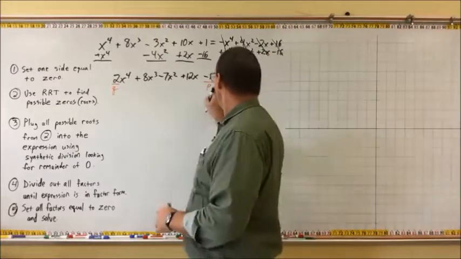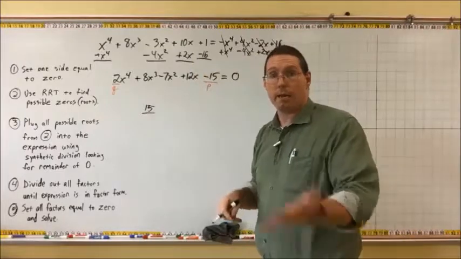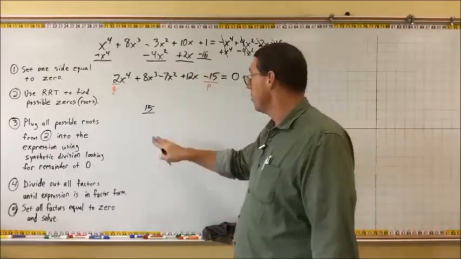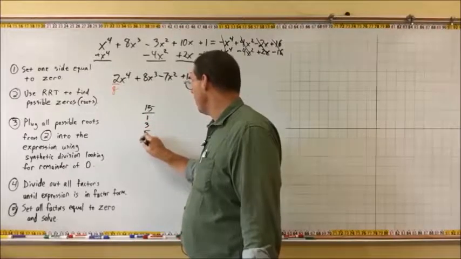So, negative 15, well actually really we just care about 15 because we're going to do plus or minus every number, so the signs don't matter. Factors of 15 are 1, 3, 5, and 15.